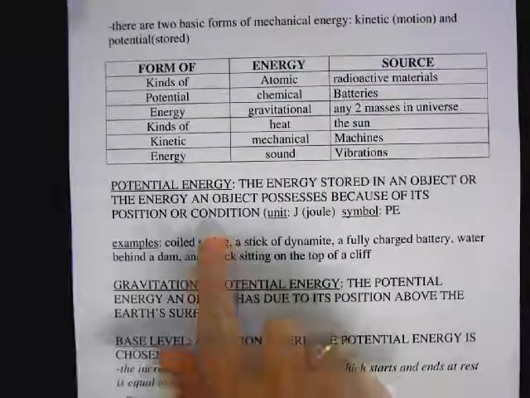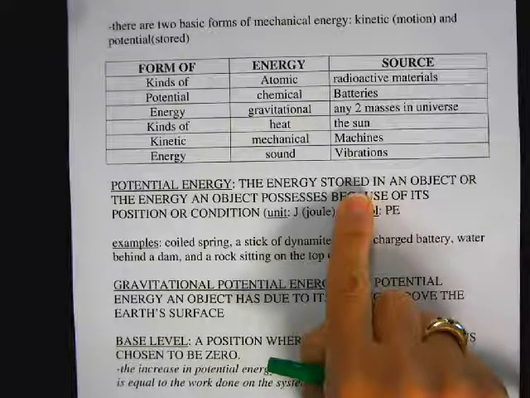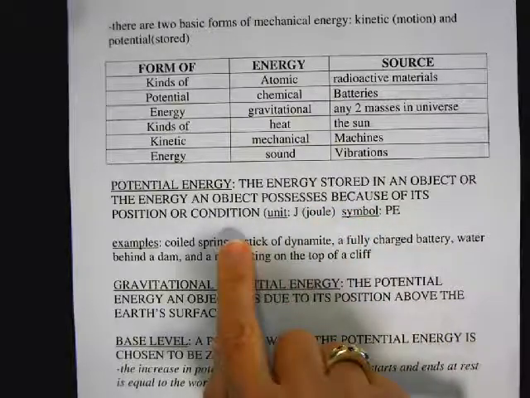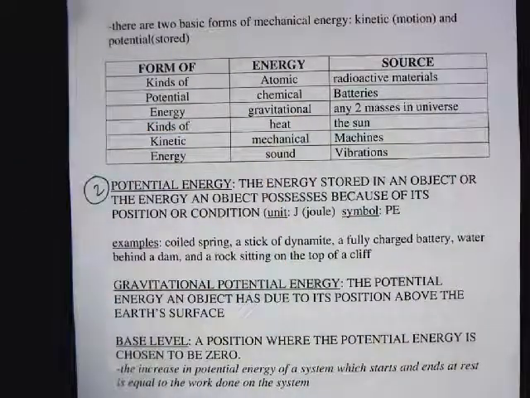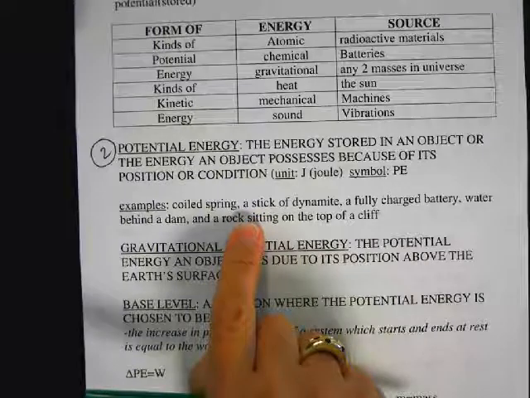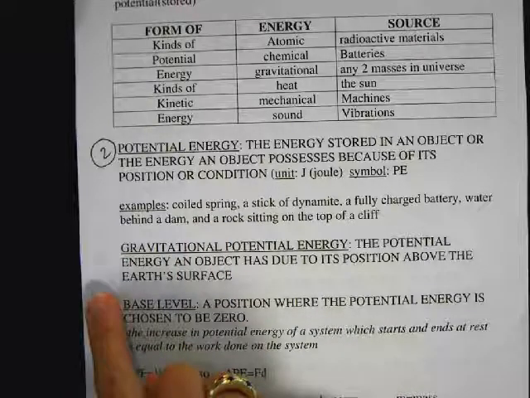So potential energy is the energy that's stored in an object, or energy that an object possesses because of its position. So we're going to look at two types of potential energy in this chapter. Okay? Now, when we looked at the examples of kinetic energy, now we're going to look at the converse as far as potential energy. So now we have a coiled spring. When that coil spring unwinds, that potential energy is being transformed into kinetic.